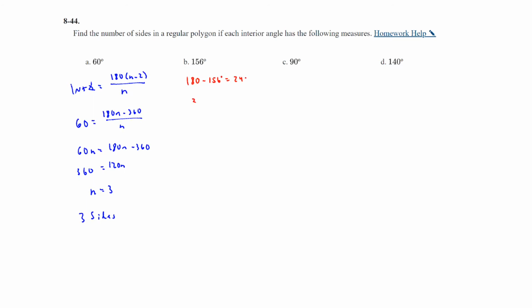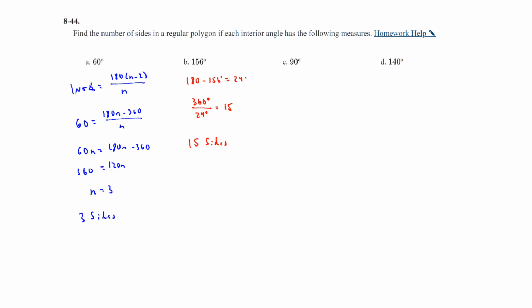And since the exterior angles always add up to 360 degrees, you can take 360 degrees and divide it by 24 degrees to get 15. So that would be 15 sides total. Once again, either way is perfectly fine. It's just a matter of what you're comfortable with.